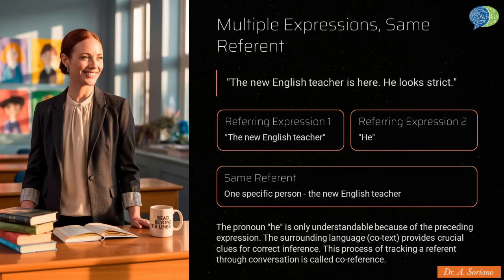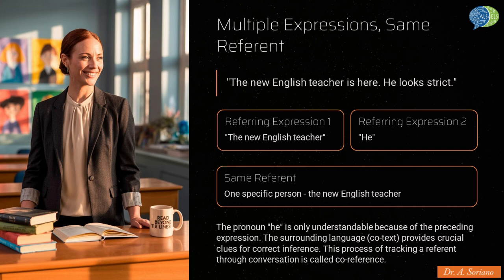Here's a common situation. Read the sentence, "The new English teacher is here. He looks strict." Notice we have two different referring expressions: the new English teacher, he. But they both point to the same referent, one specific person, the new English teacher. The word he is only understandable because of the preceding expression, the new English teacher. The surrounding language, what we call context, provides the crucial clues for correct inference.